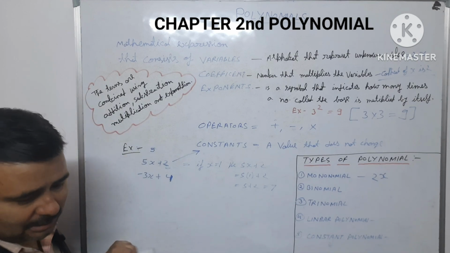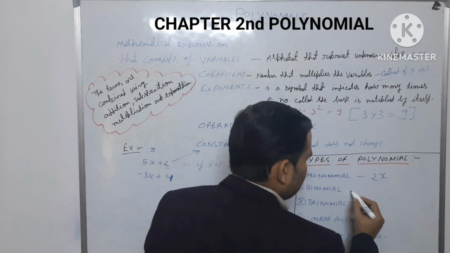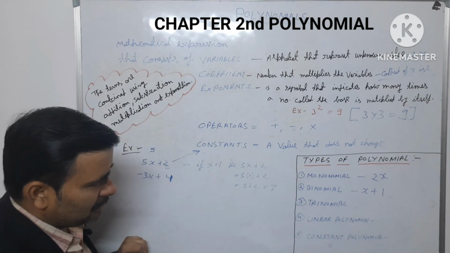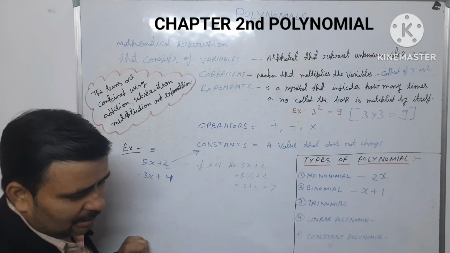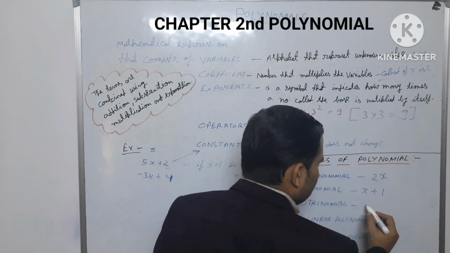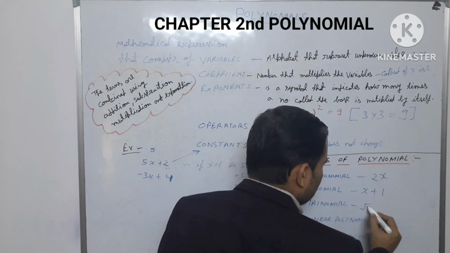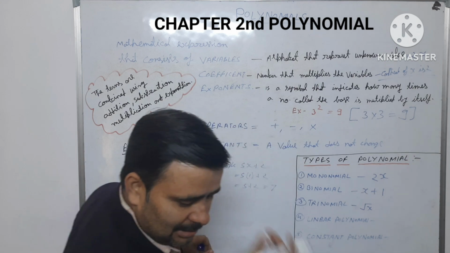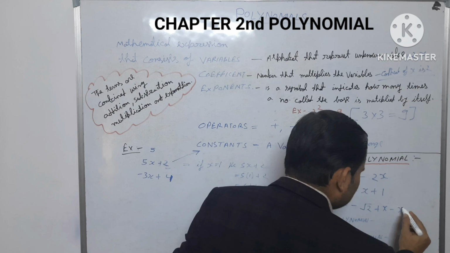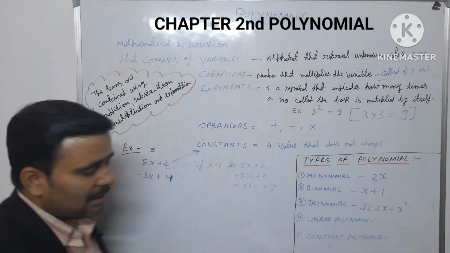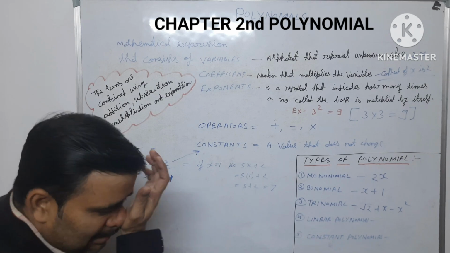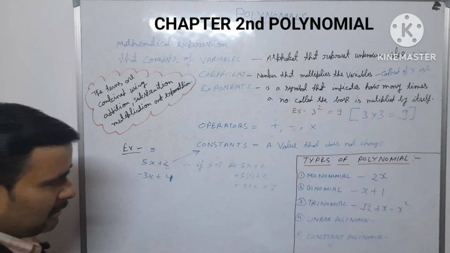The expression in which we have two terms is known as a binomial. Now focusing on the trinomial, it is an expression in which we have three terms. Suppose this is root 2 plus x minus x square, in which we have three terms. So this is known as a trinomial. And then the linear polynomial and the constant polynomial.